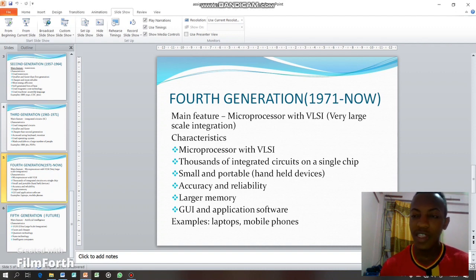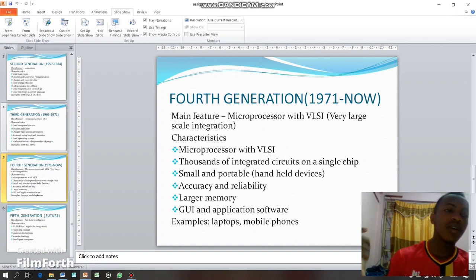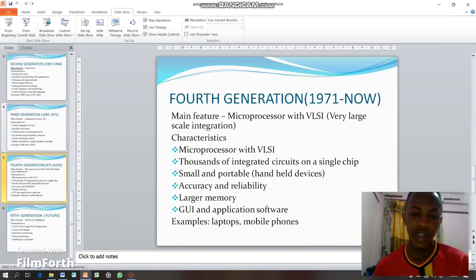So the graphical user interface makes the computer more user friendly, like the user can easily use it compared to the previous generations where the computers were not user friendly. So the examples, we have the laptops, the ones we use in our daily lives. We have mobile phones we carry every day.